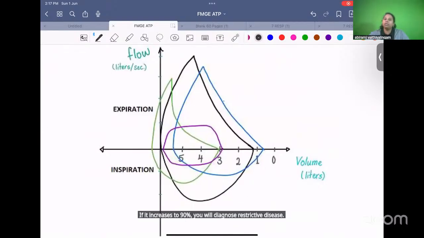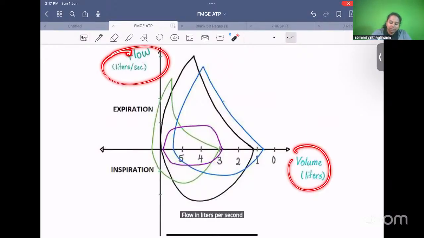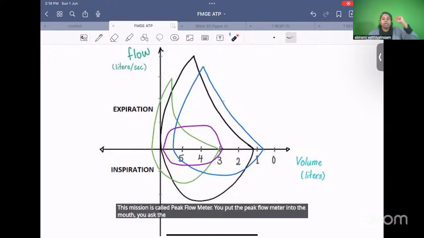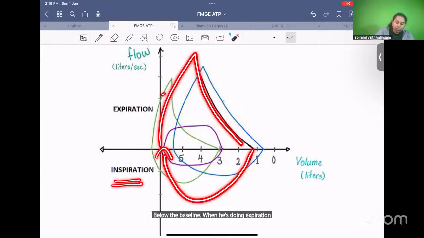The flow volume loop. How do we read the flow volume loop? Flow in liters per second on the y-axis and volume in liters on the x-axis. This machine is called a peak flow meter. You put the peak flow meter into the mouth. You ask the patient to do a deep inspiration followed by expiration. When he is doing inspiration, the curve would go like this, below the baseline. When he is doing expiration, the curve goes like this, above the baseline.